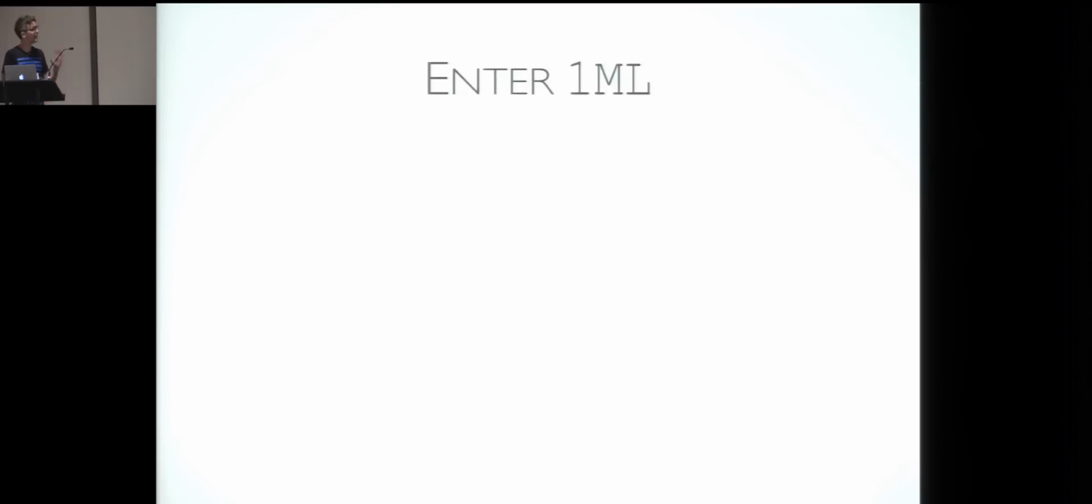And that's the idea of 1ML. Basically, 1ML is the idea of collapsing the core and the module level into one consistent language.